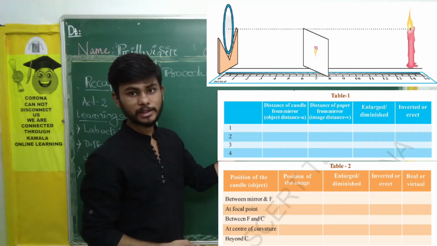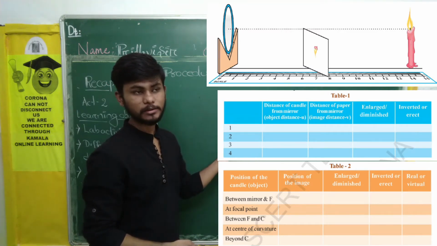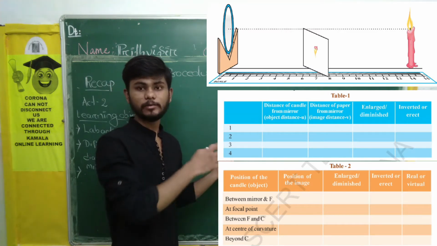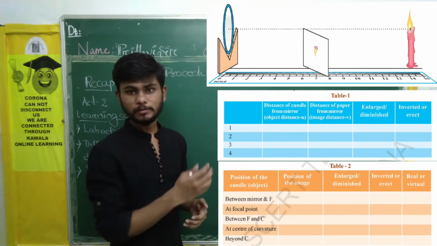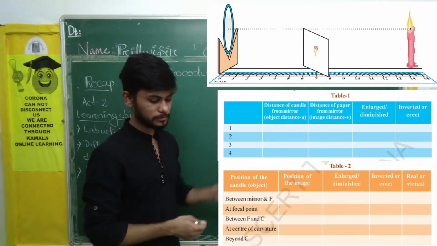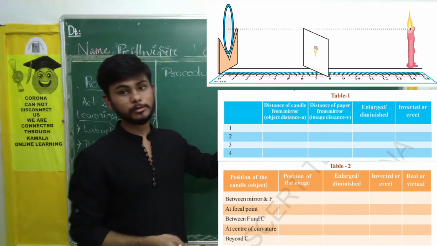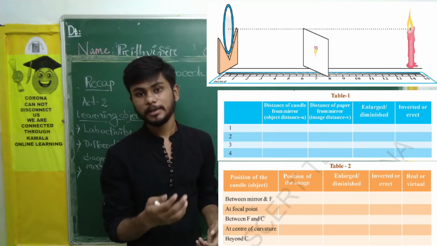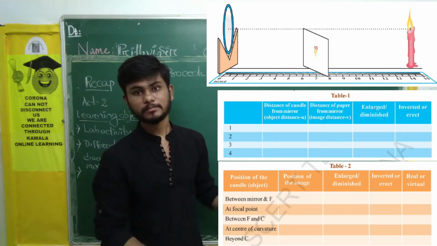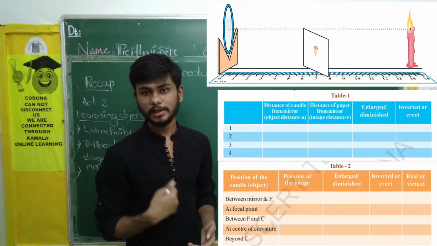Second, we will keep it at 10, then suppose at 6, and then at 7, like that. We will change it for 4 observations, so we will take the distances. Next, the distance of the paper from the mirror. The paper is the point where we will get the image.